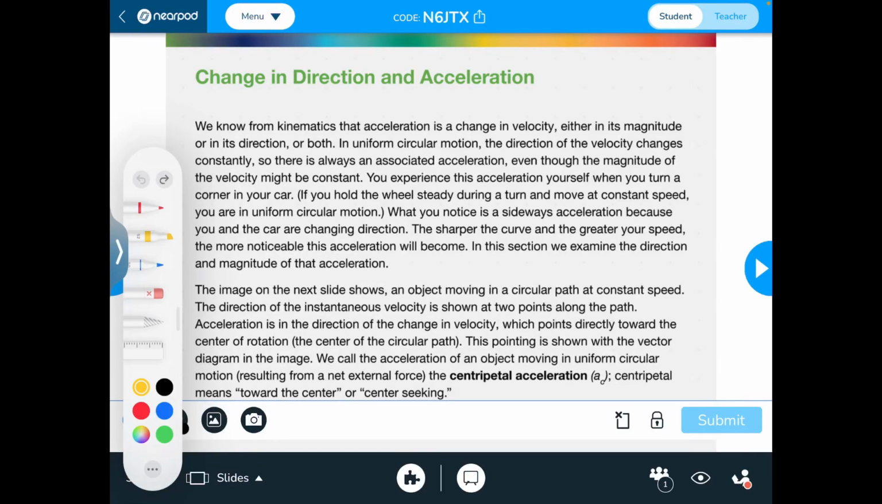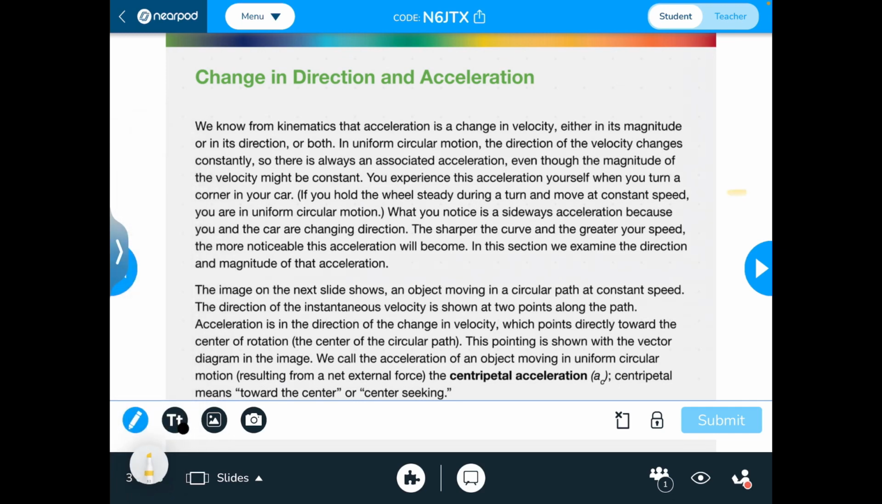So for circular motion, so far we've talked about angular velocity and rotation angle. Today we're going to take a look at how that affects the changing of the velocity, or specifically in this case what is called the things that make circular motion happen. And the first thing is centripetal acceleration.